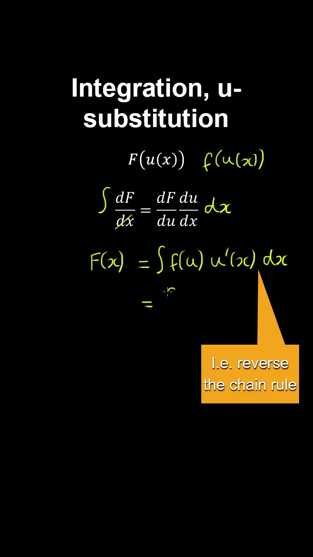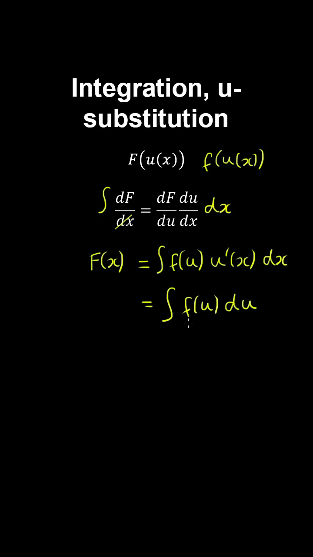And we can write this in another form. So du dx dx is du. And this is the form when u substitution is applied. So from this expression, u substitution works where we have the function of u multiplied by the derivative of u. And we'll see that in several examples.